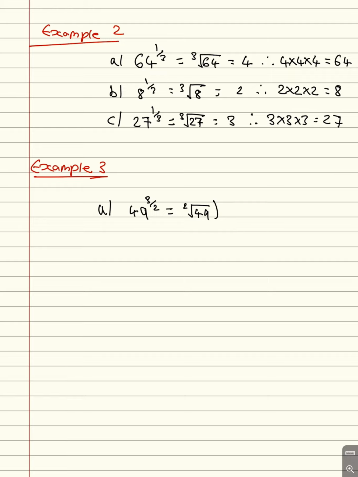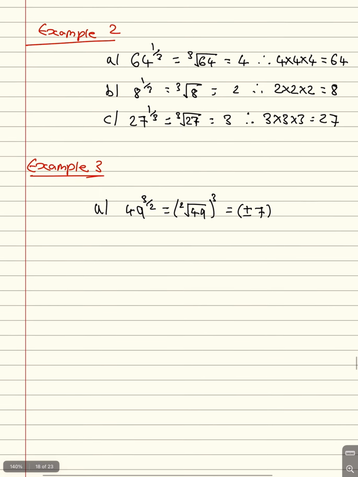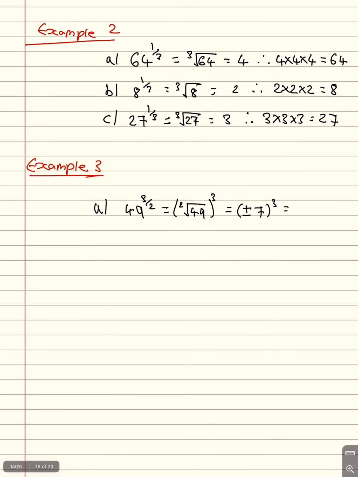So putting this to the power of 3, this is equal to plus or minus 7, all to the power of 3. Because when we're taking the square root, we need plus or minus, so we'll have an answer of plus or minus 343.